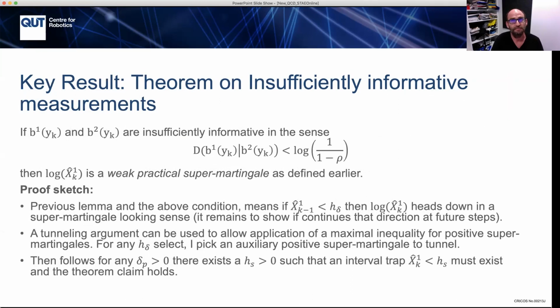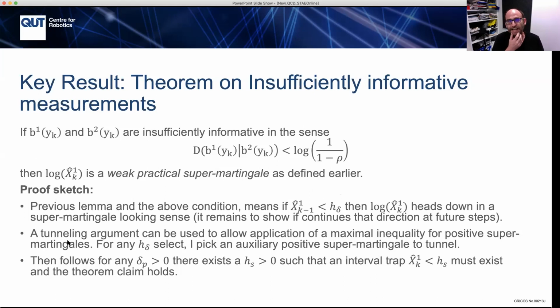I'm going to give a little sketch of the proof, and then I think I've got enough time to talk about the proof in a little bit more detail, because I think it's possible to present this in a presentation and pass some meaning on. So the previous lemma and this above condition means that if you get this thing small enough, the no change posterior will tend to trend down. However, it remains to show that it doesn't escape from that interval trap, that at some future timestamp it doesn't randomly get out of that trap. So that lemma itself is not enough.